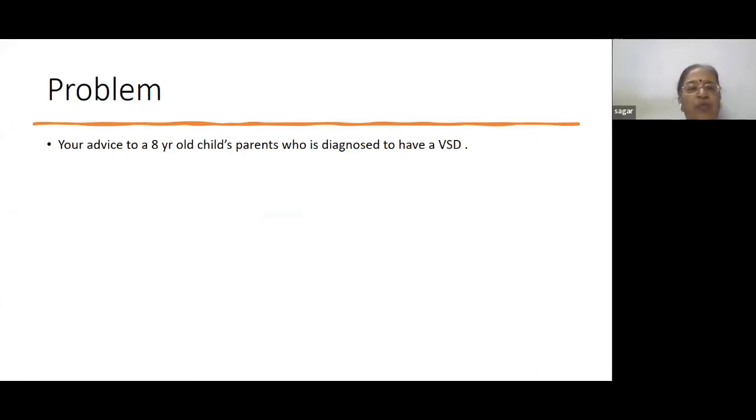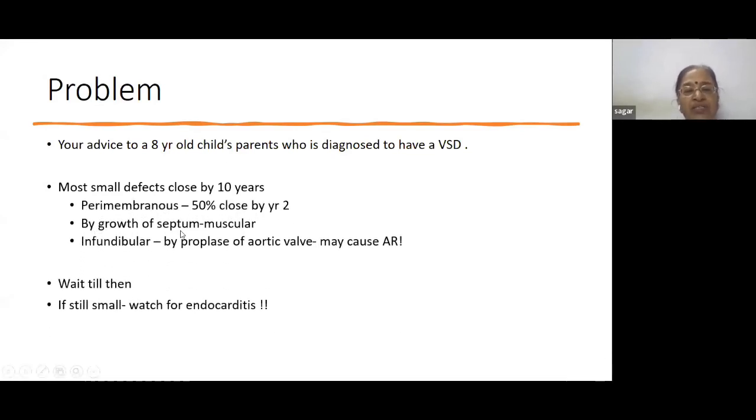Now, let's look at one more problem. What is your advice to the parents of an 8-year-old child who is diagnosed to have a VSD? What would you advise these parents? Go for closure, go for a medical condition. What do you want to do? Now, please remember, most small defects will close by 10 years. So you give the child 2 more years, because many small VSDs will close. Perimembranous especially can close very fast by year 2.